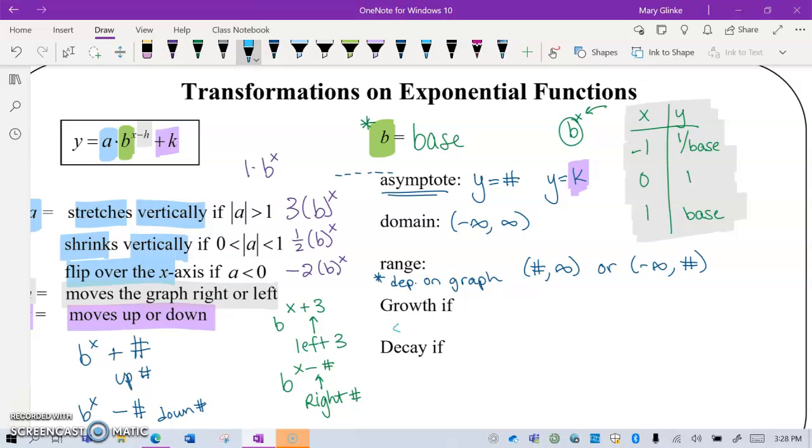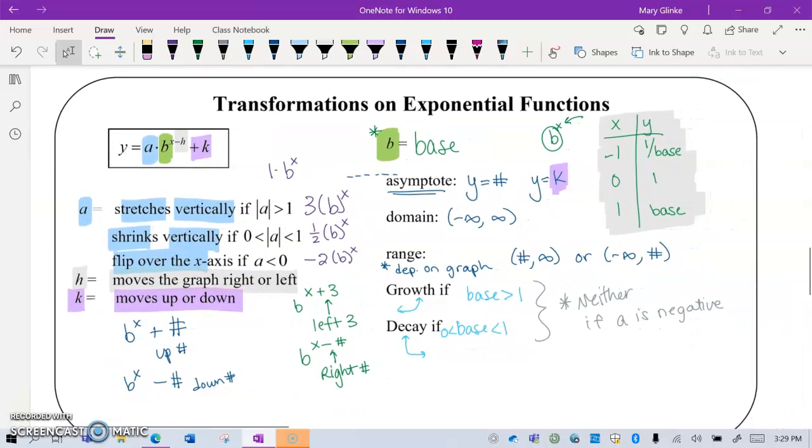Your graph is going to be exponential growth if it increases from left to right. So if your base is greater than 1, that's growth. It's going to be decay if it decreases from left to right. So if your base is in between 0 and 1, it would be decay. And one quirky thing to note here is that it will be neither growth nor decay if your a value is negative. If your a value is negative, your graph gets flipped over, and so it doesn't look like growth or decay. It looks like the opposite of what it should be.